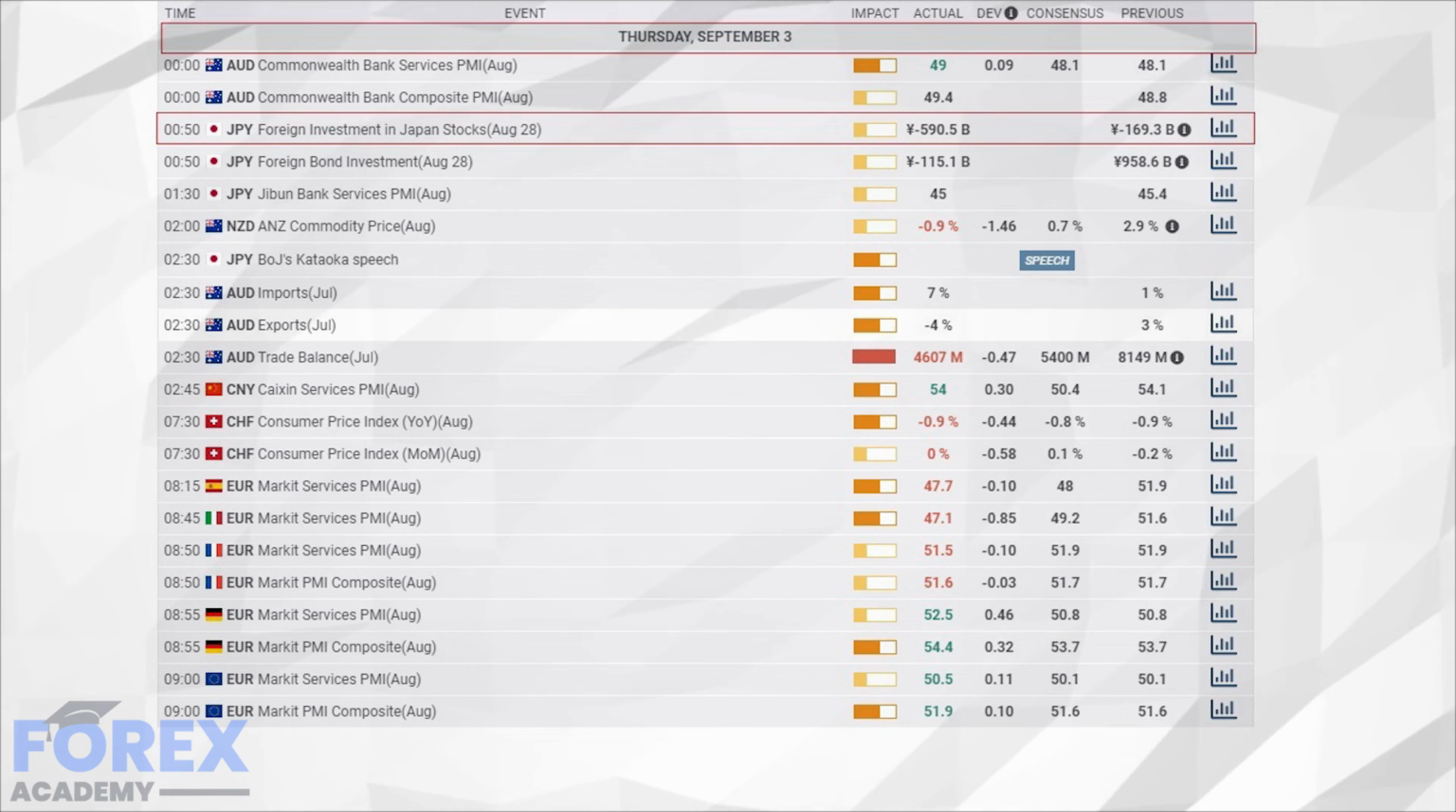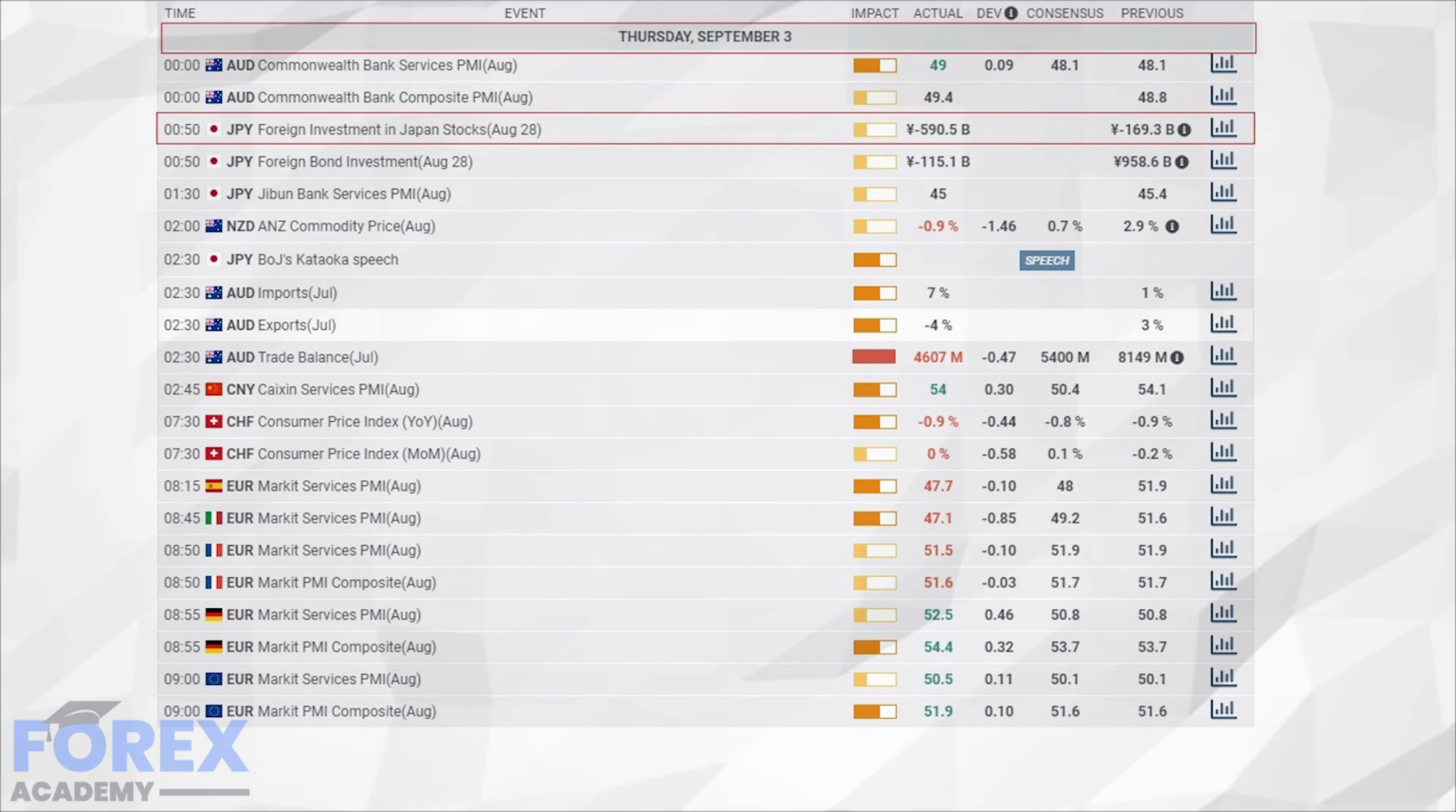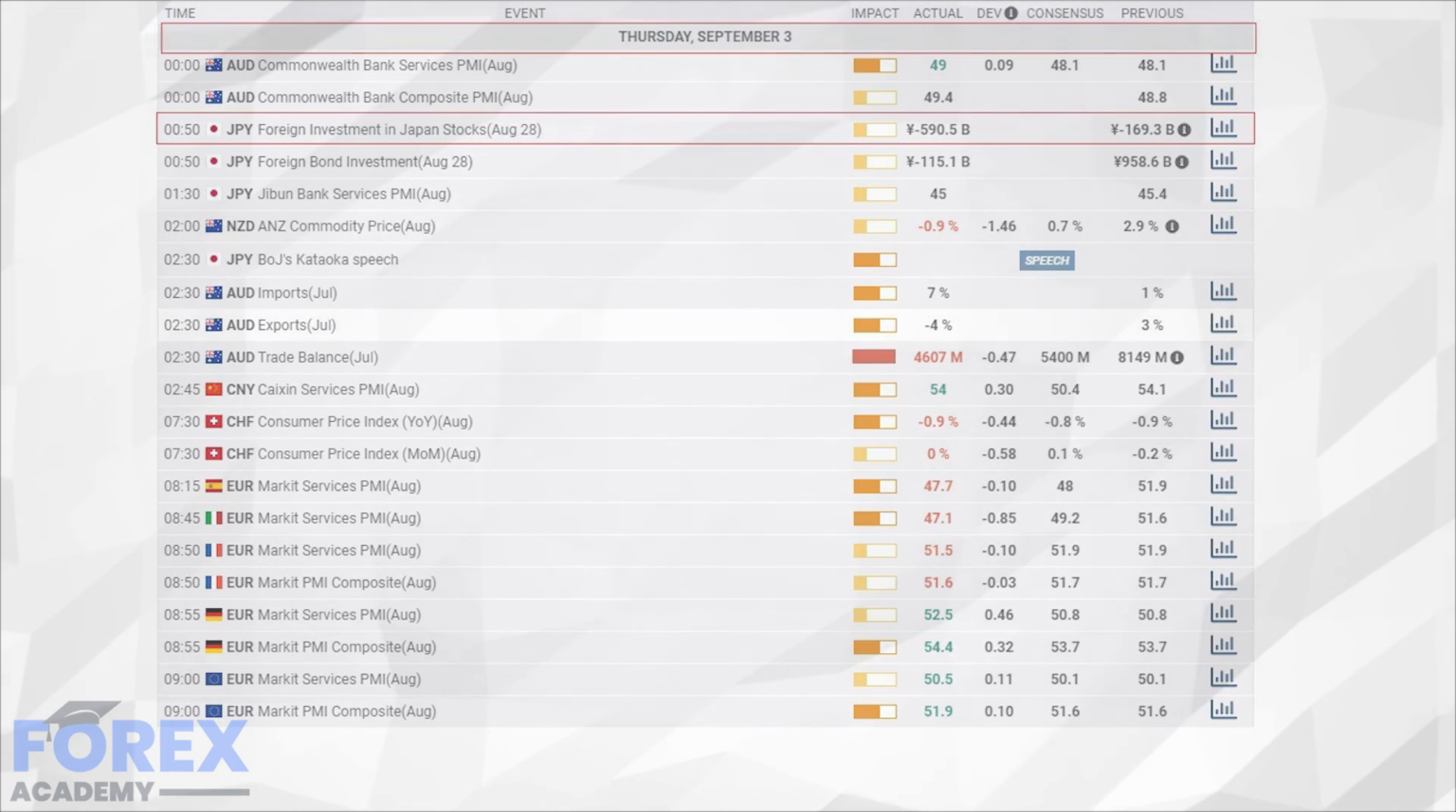Traders should be on the lookout for higher capital inflow if they want to buy the yen and lower capital inflow if they want to support trading setups for selling the yen against the counterpart currencies, especially the US dollar.